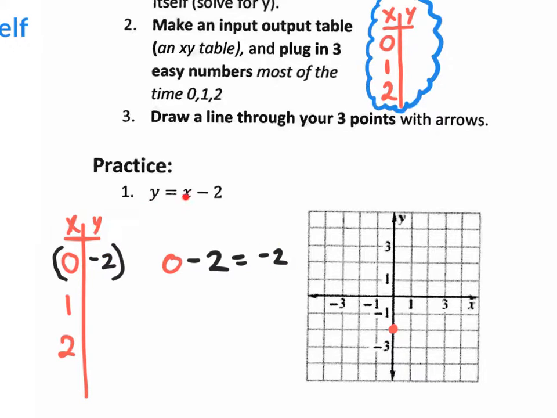Right? On the 0, we plugged in 0. 0 take away 2 is negative 2, and it says y equals negative 2. So the output, negative 2, is really the y value that we get. All right? Let's do the next one.